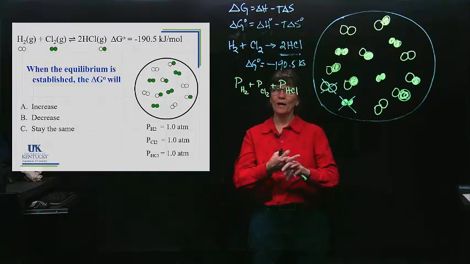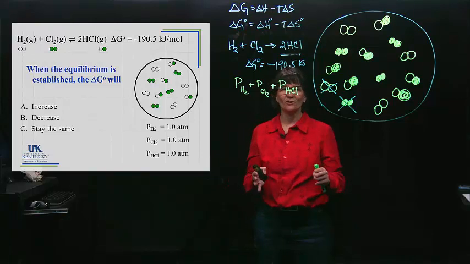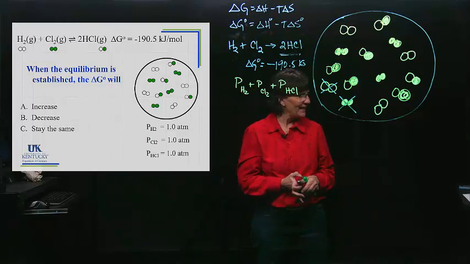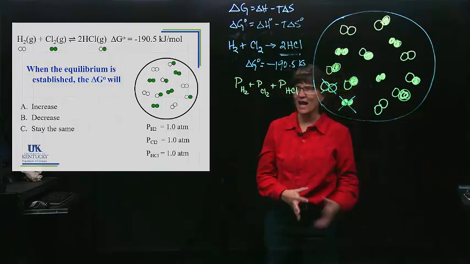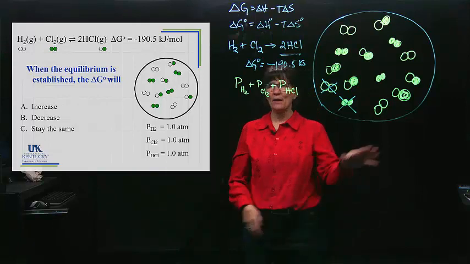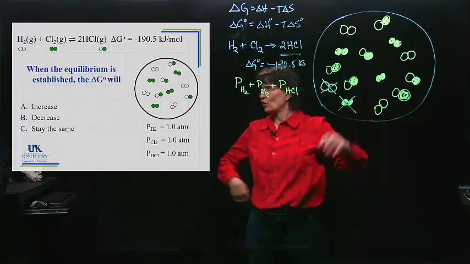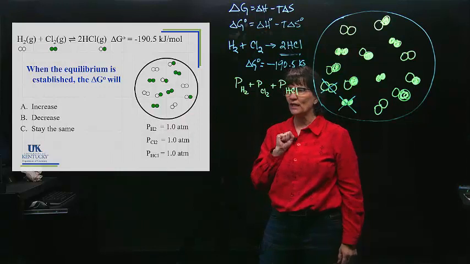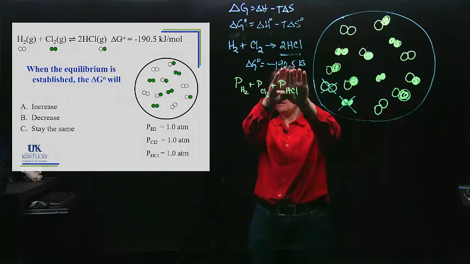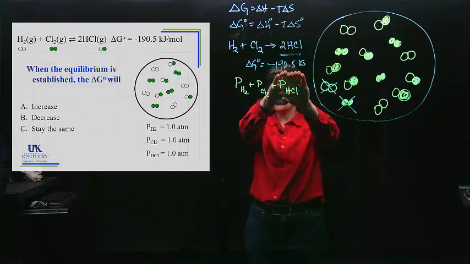Did it increase, did it decrease, or did it stay the same? All right, this is going to blow your mind for some of you. It doesn't change. Standard delta G doesn't change. It is a snapshot of a time in history when everything was at 1 atmosphere. That was before I messed with this picture. The picture you see on your screen is when it was under standard state conditions. This delta G is when it's in standard state conditions.